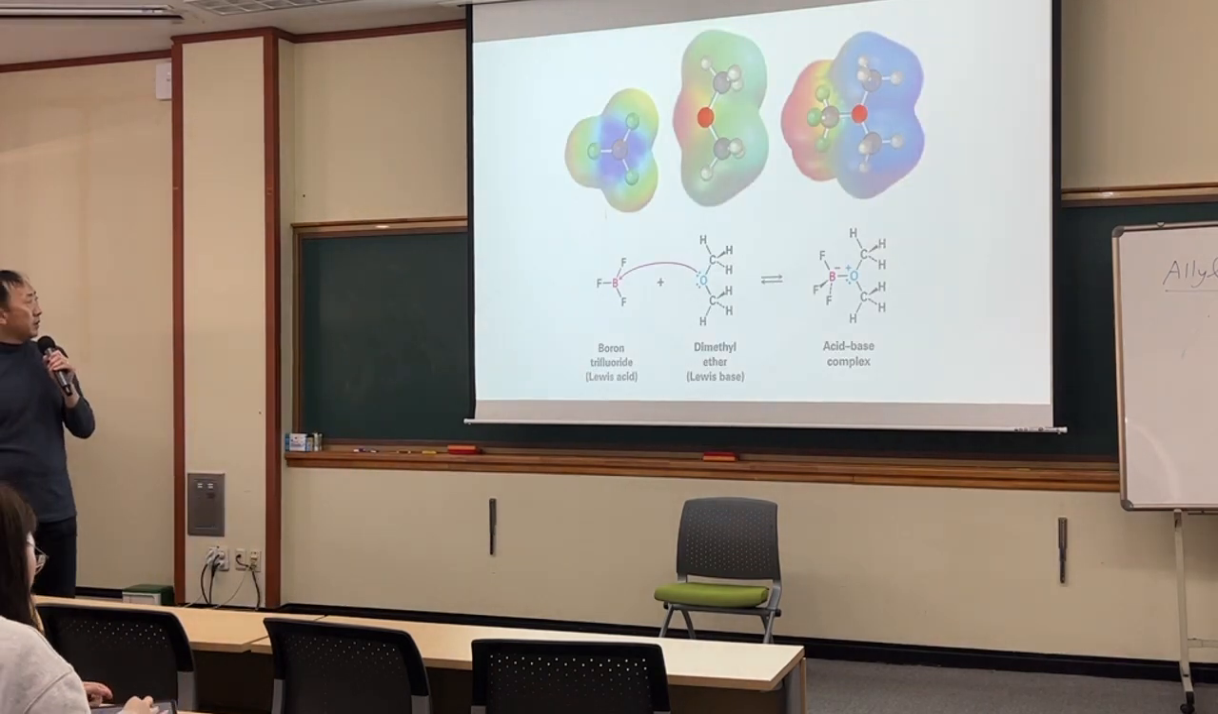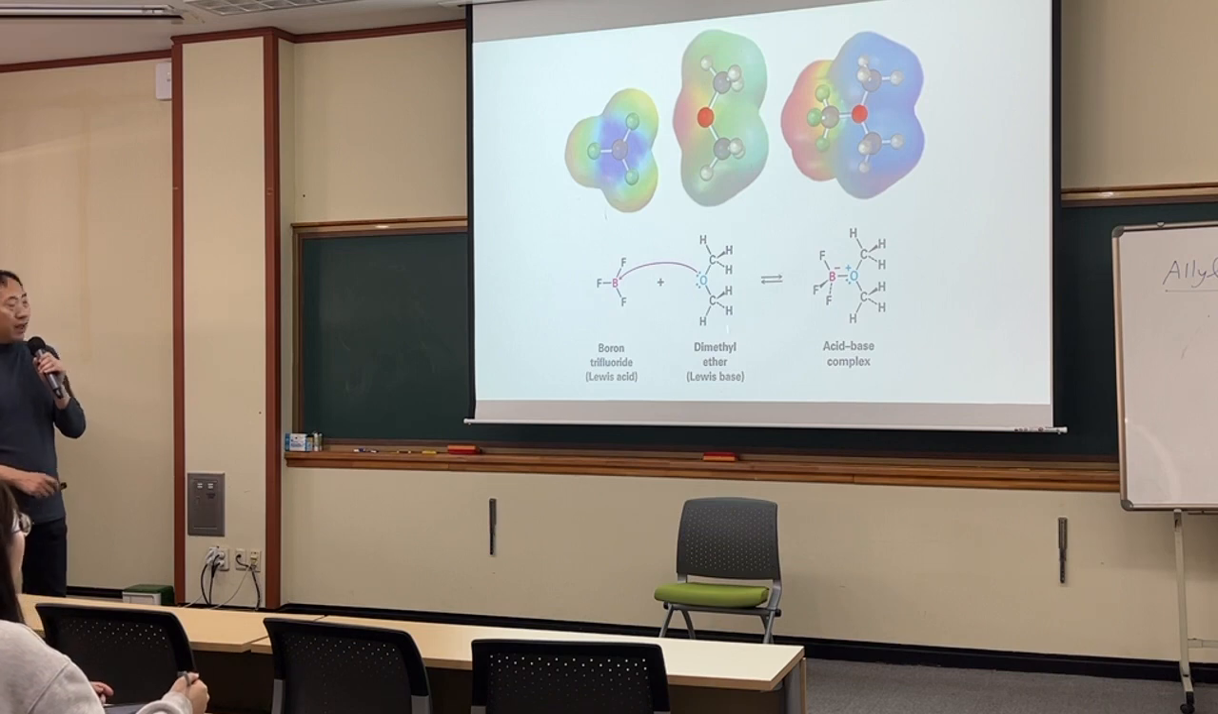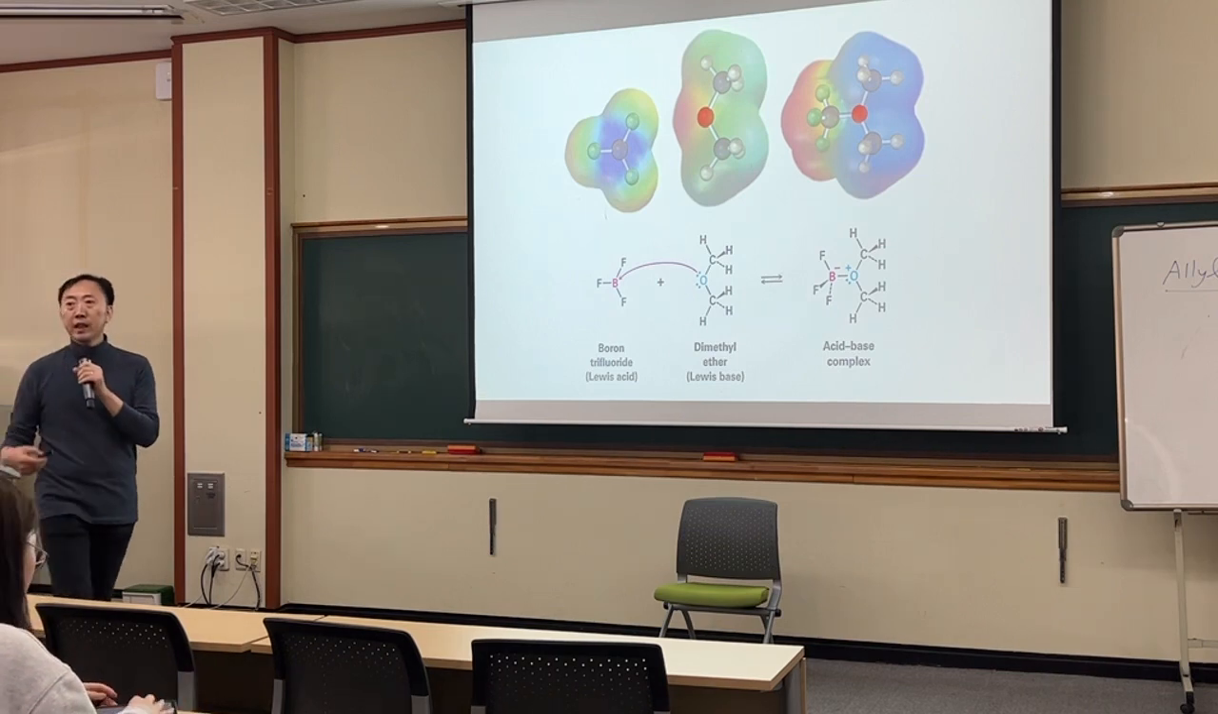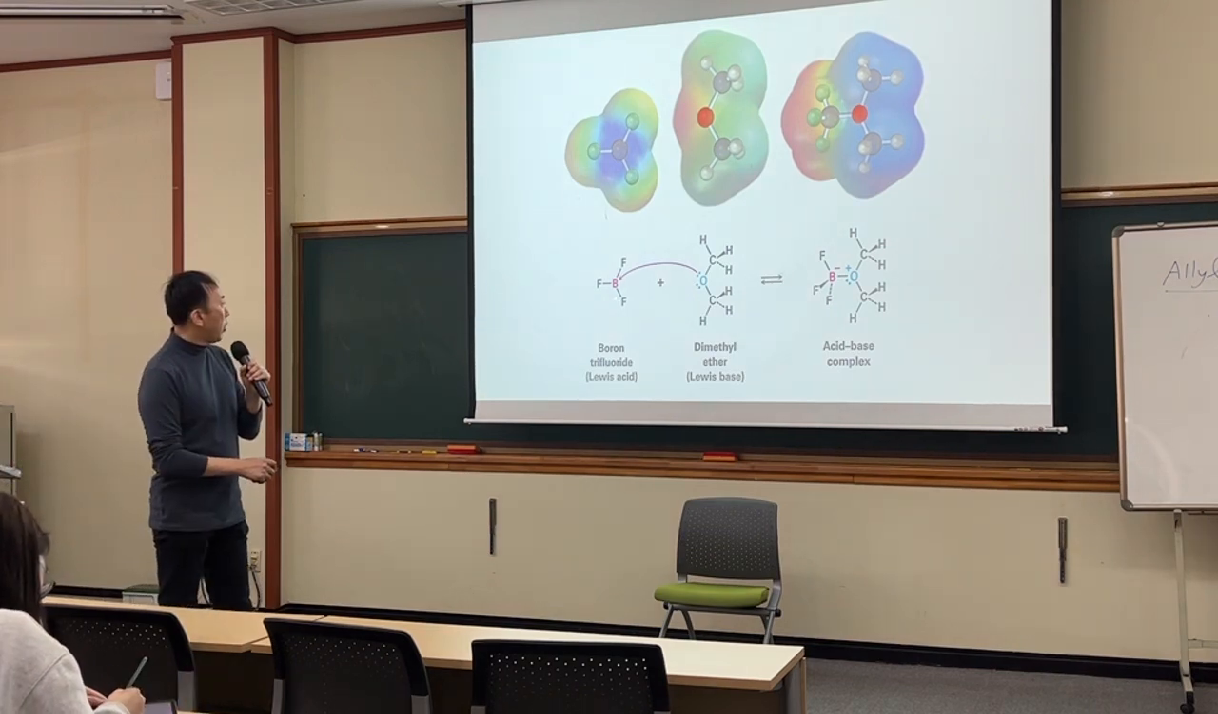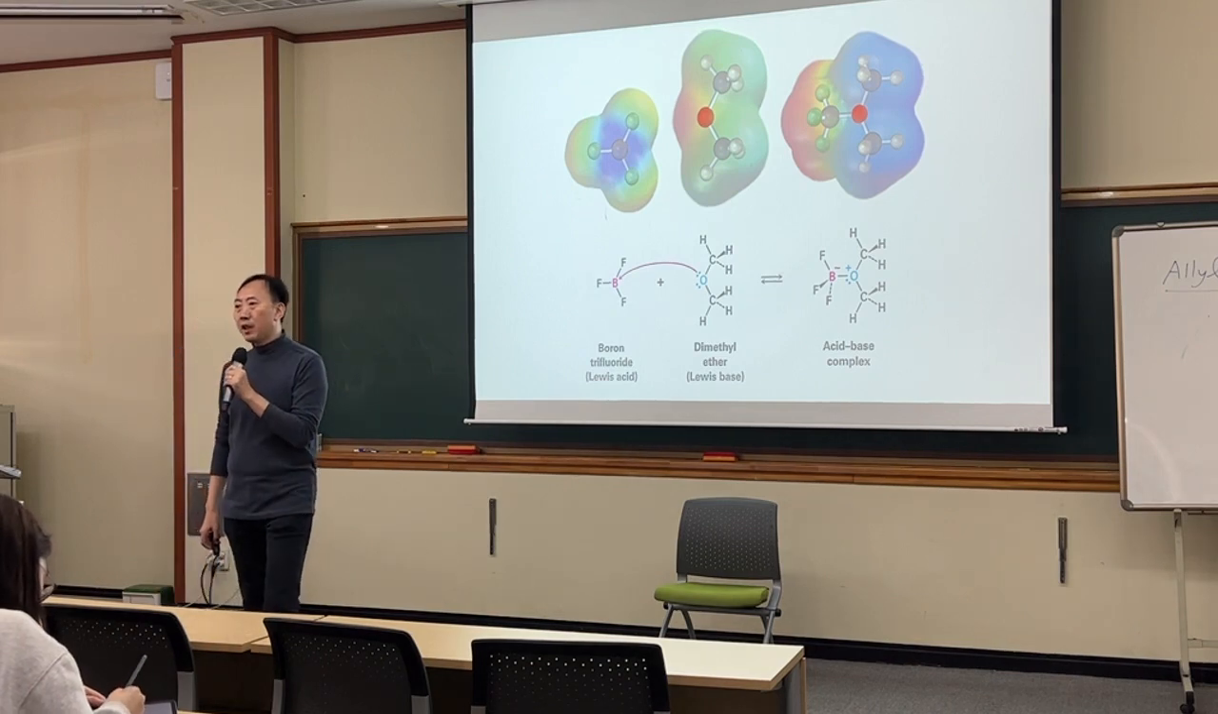Now, if you think about another case, oxygen, they have a lone pair electron. They can donate electron. And boron, where is boron in the periodic table?